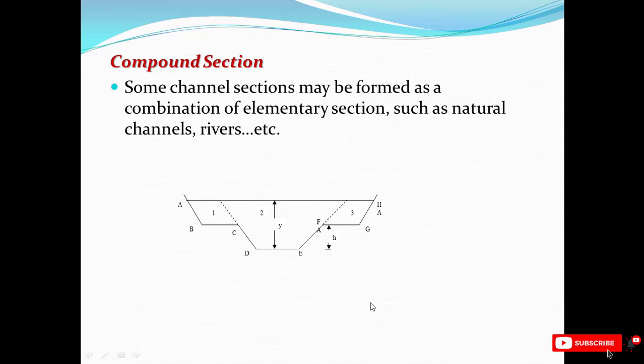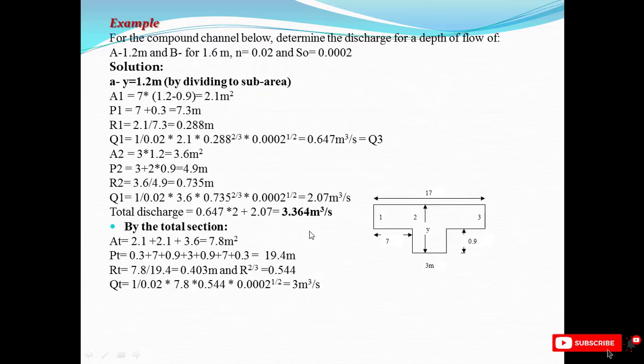Compound section. What do we mean by compound section? If the section consists of both banks, this is called compound. Mainly this occurs in natural channels like a river, not in artificial ones. We see the river like this. We have a main stream here and banks at both sides. During high flood flow, we have flow also in the banks, and during the low flow season, we have flow just in the mainstream.